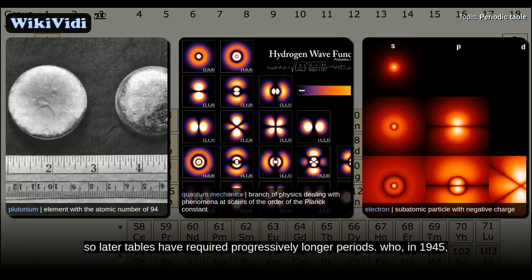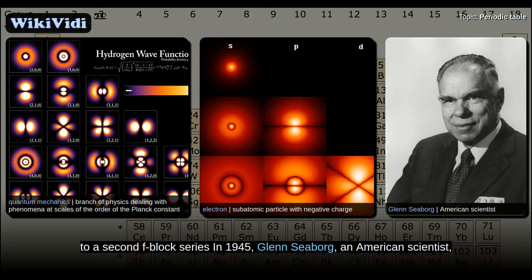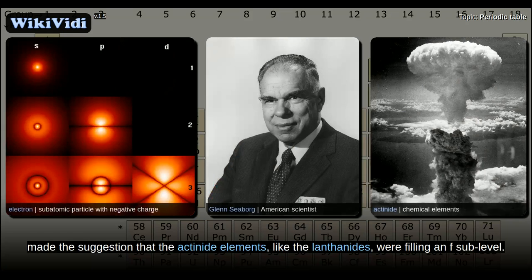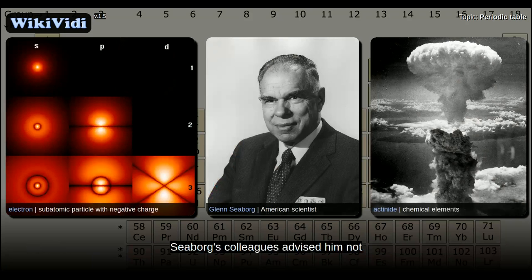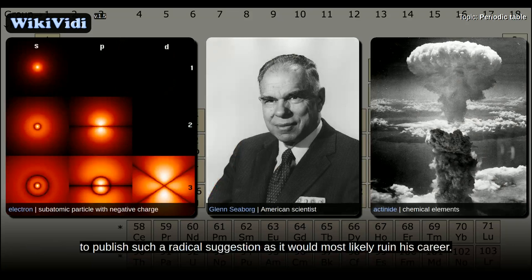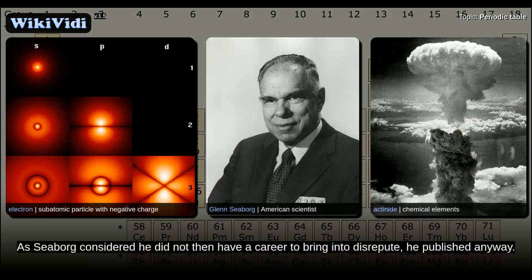Who, in 1945, suggested a new periodic table showing the actinides as belonging to a second F-block series? Glenn Seaborg, an American scientist, made the suggestion that the actinide elements, like the lanthanides, were filling an F sublevel. Before this time, the actinides were thought to be forming a fourth D-block row. Seaborg's colleagues advised him not to publish such a radical suggestion, as it would most likely ruin his career. As Seaborg considered he did not then have a career to bring into disrepute, he published anyway.